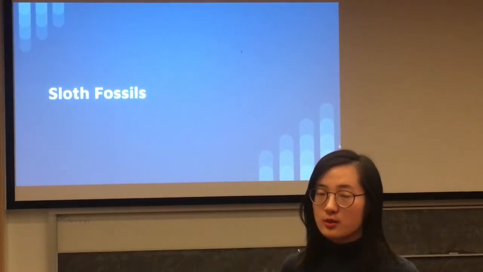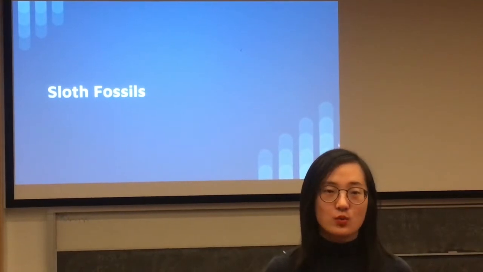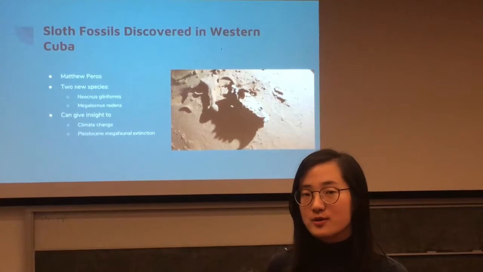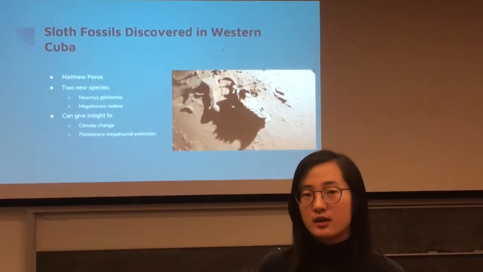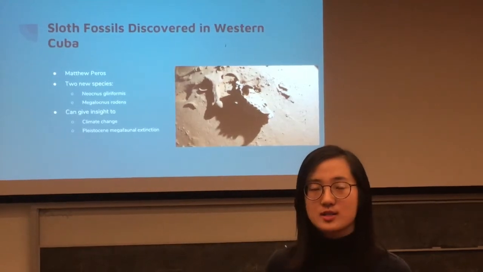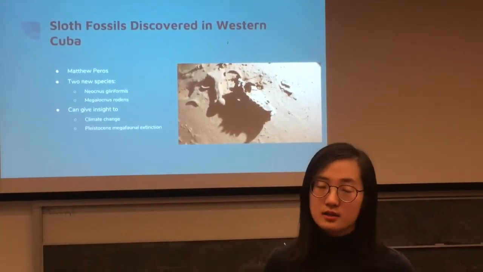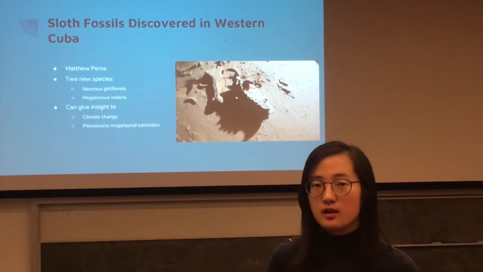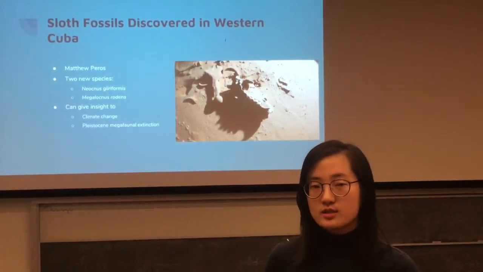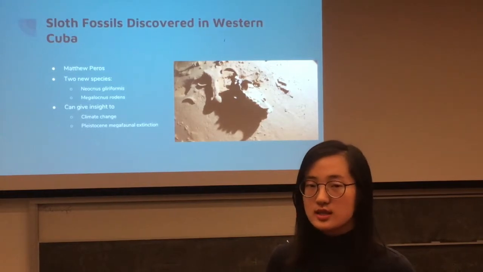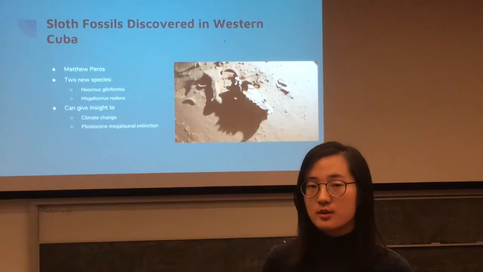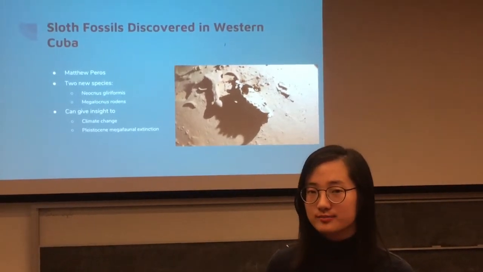And finally, one last way that we study past climate change is through the analysis of fossils. In particular, we studied sloth fossils in western Cuba. These fossils were found by Matthew Peros and his team of geographers. Two new species were found, one about the size of a dog, while the other was the size of a grizzly bear. While it's unclear how these animals died, it is clear that they were there before the underwater cave was formed. So, what do these fossils tell us? They tell us about, again, past climate change, but also the Pleistocene megafaunal extinction.